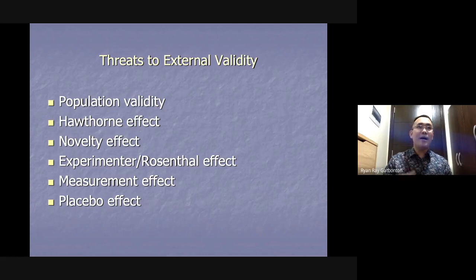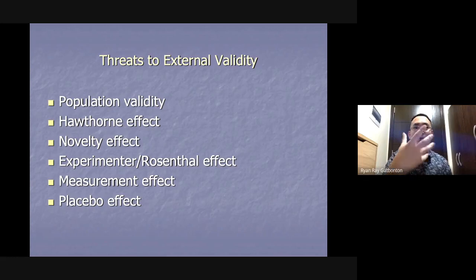Another threat to external validity is what you call your experimenter or Rosenthal effect. Okay? Or the tendency of a person to behave according to what the experimenter is imposing. For example, you are interviewing someone on smoking cessation, and then you put on a shirt that says, "I hate smoking." Okay, and when you put that on, you interview the person about the topic of smoking.